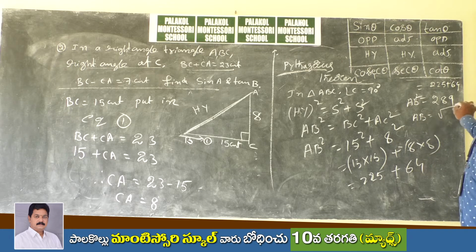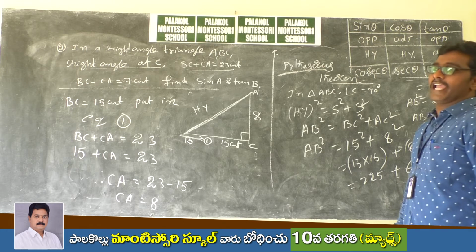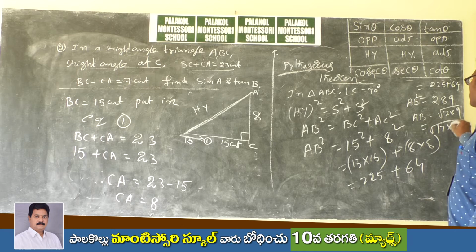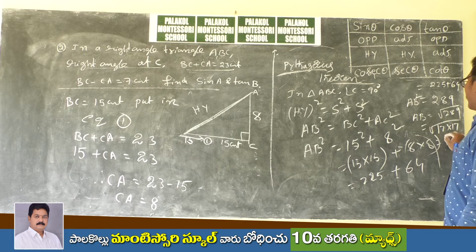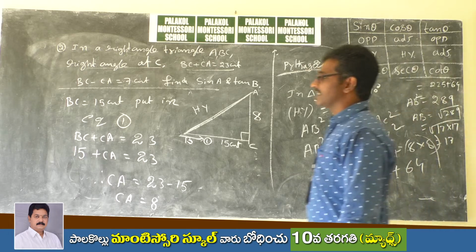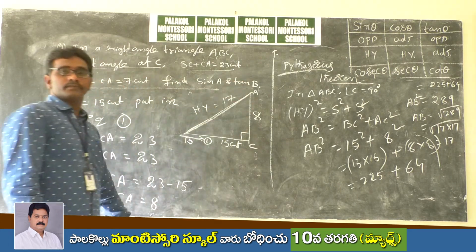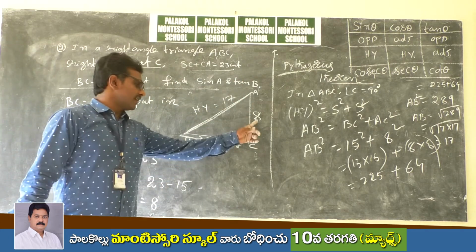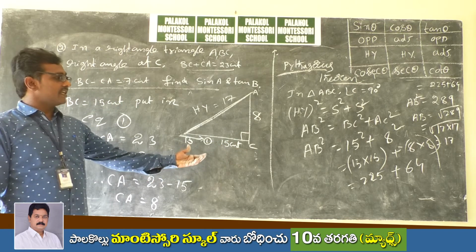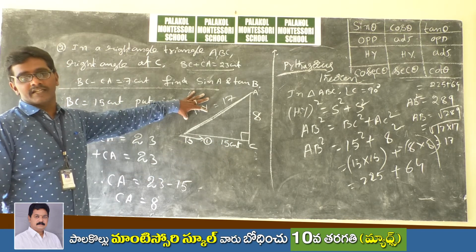AB is equal to root of 289. What are the factors of this 289? 17 17s are 289. You write 17 without root. That is the length of the hypotenuse in that diagram. So, one side is 8 centimeters, BC side is 15 centimeters, hypotenuse is 17 centimeters.